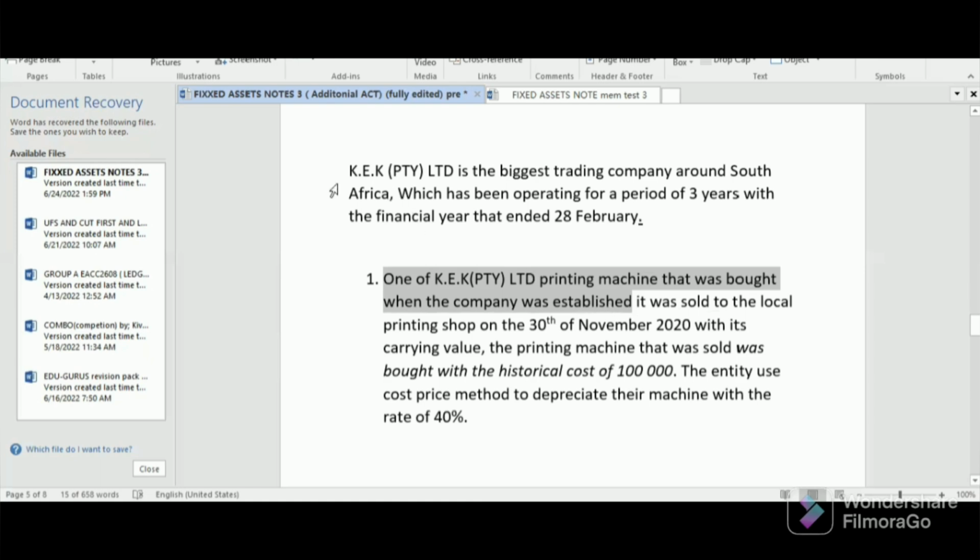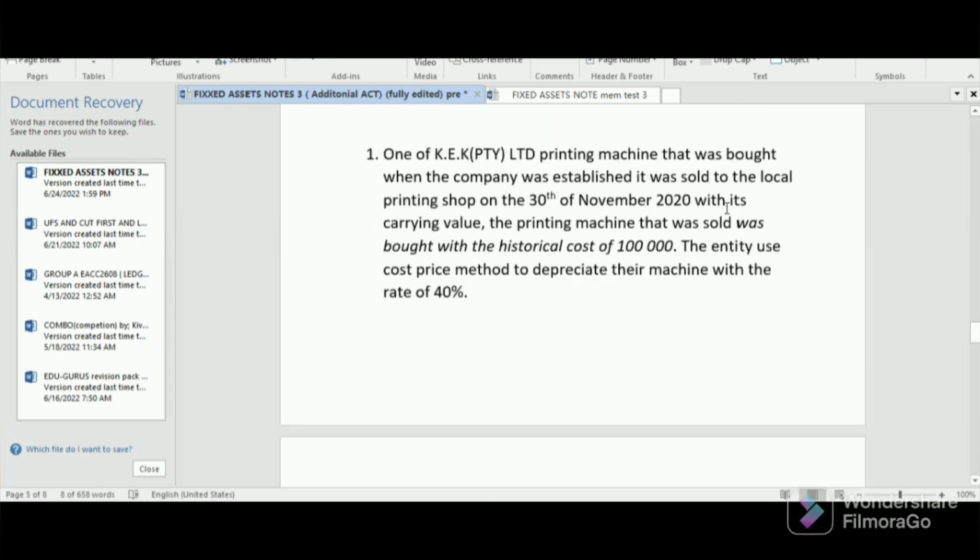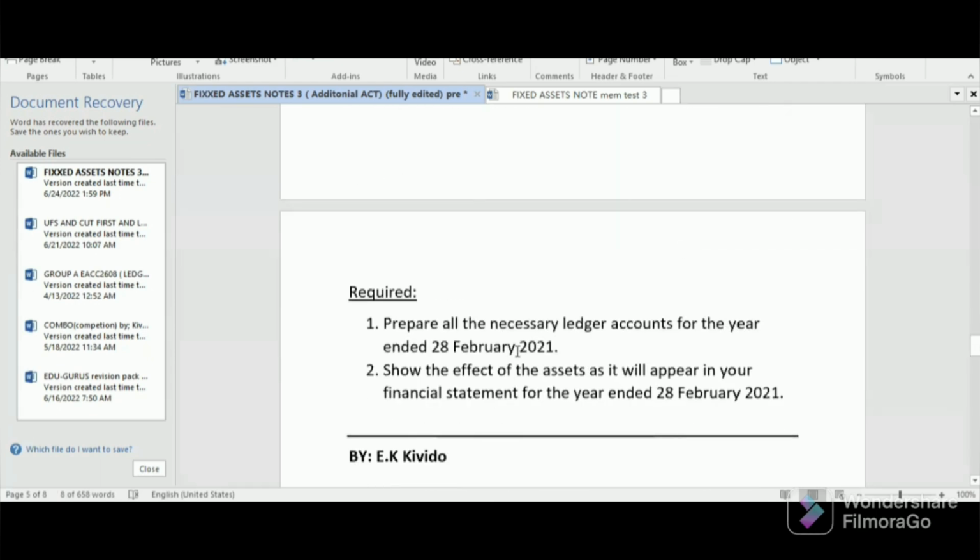Let us just go back to our information to find out when this company was actually established, right? K.EK Ltd is the biggest trading company around South Africa, which has been operating for a period of 3 years. So now let's check the current financial year that we are in according to our required. The current financial year that we are in right now is 2021.